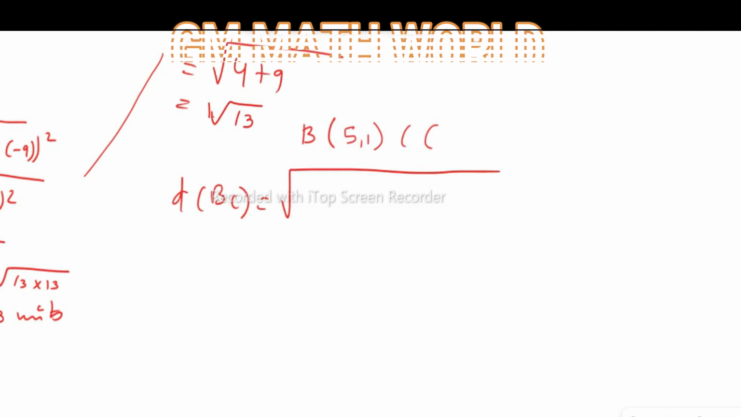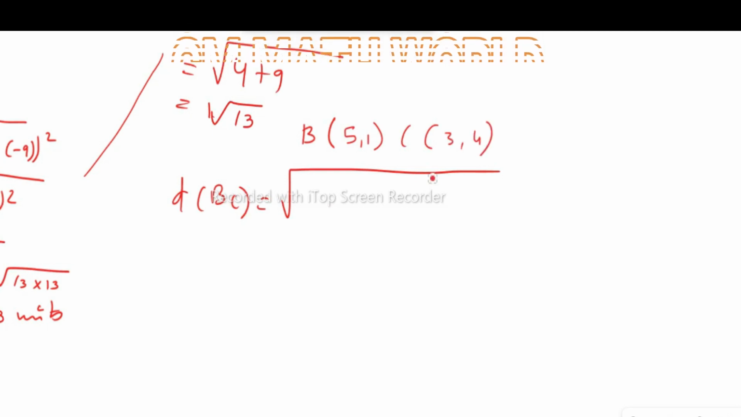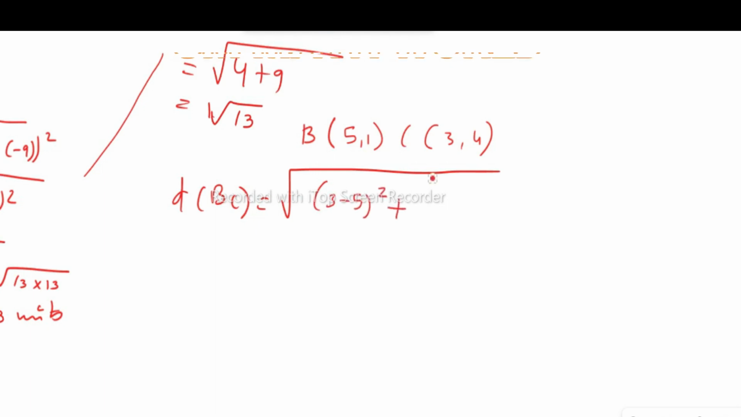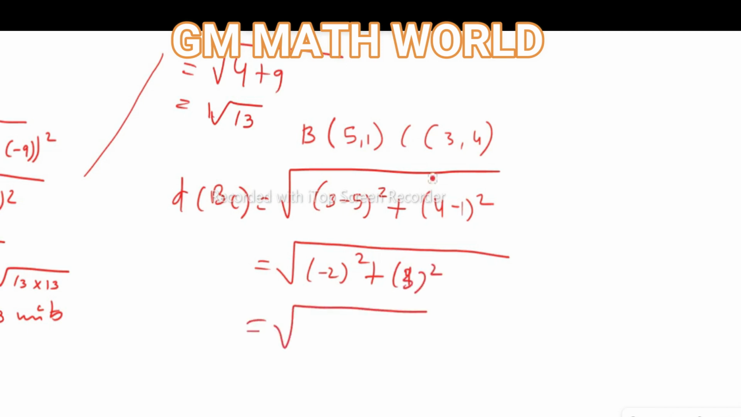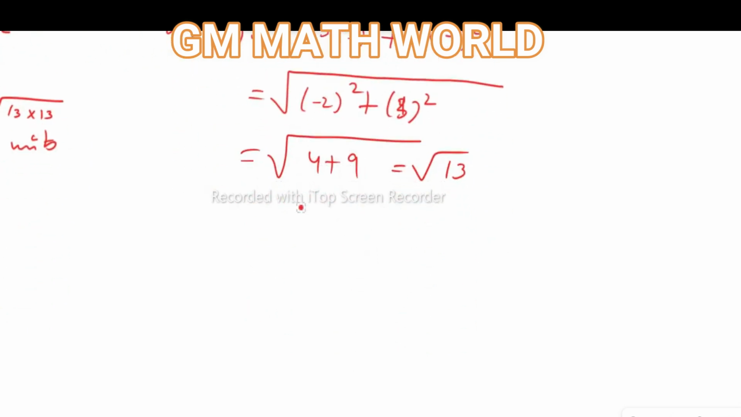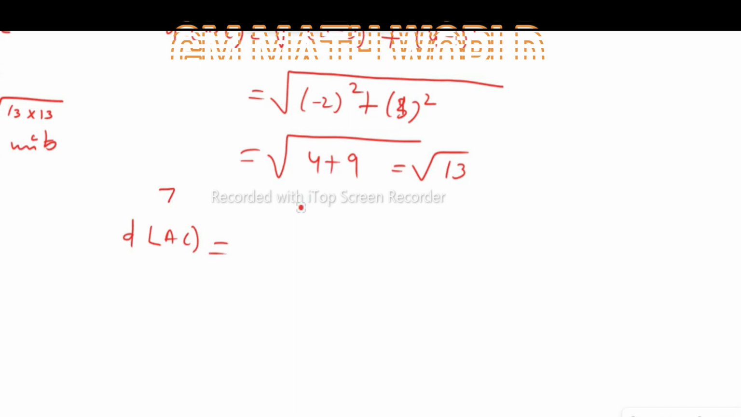Second distance we will find is the distance of B and C, given by the formula (x2 minus x1) the whole square plus (y2 minus y1) the whole square. The points B is (5, 1) and C is (3, 4). So the distance BC is square root of (3 minus 5) the whole square plus (4 minus 1) the whole square, which is square root of minus 2 square plus 3 square. Minus 2 square is 4 and 3 square is 9 under the square root. Square root of 13 units is the distance BC.